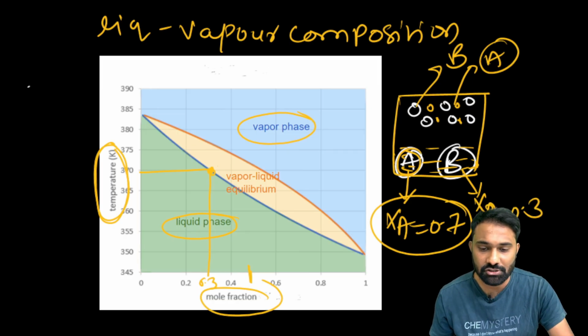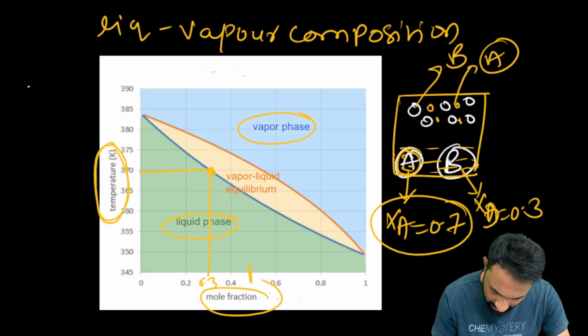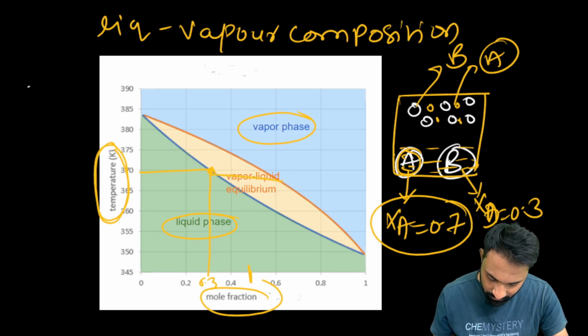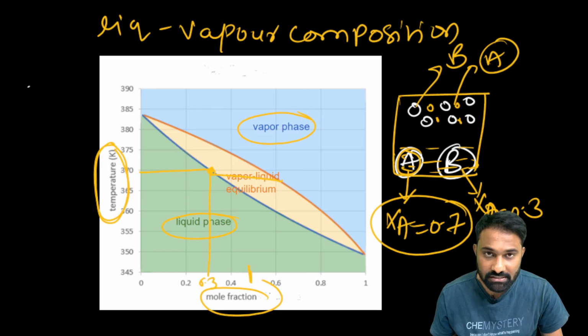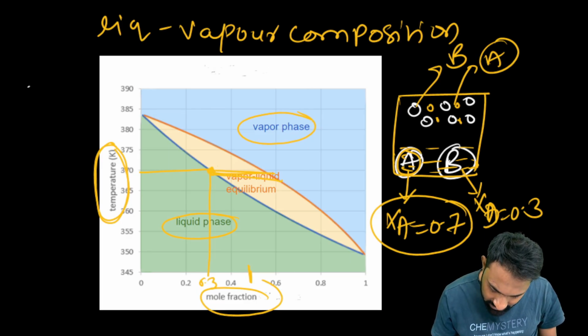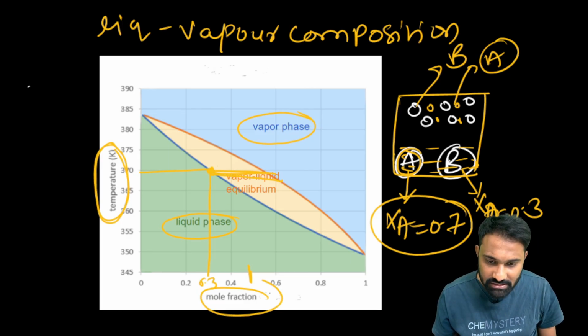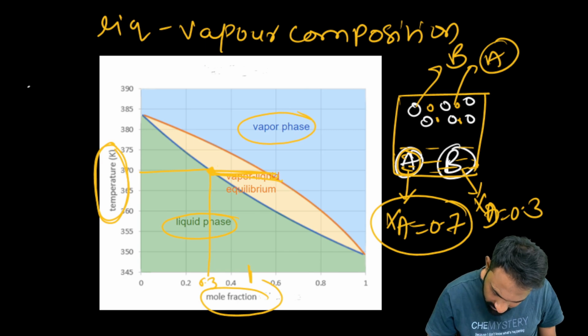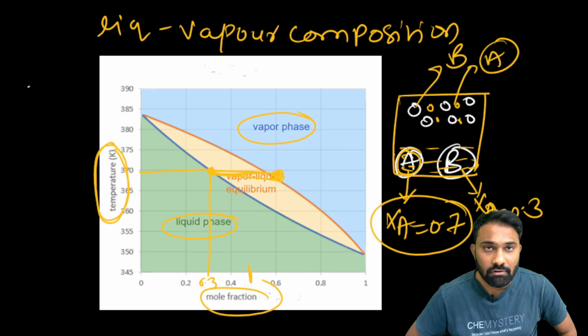0.3. B is having 0.3. Now at the same composition, if I extend this graph, clear? If I extend this graph up to here, now this is cutting which one? The vapor phase, vapor composition curve it is cutting.